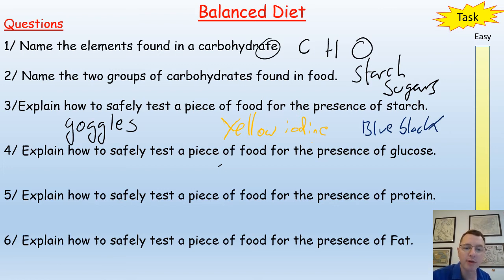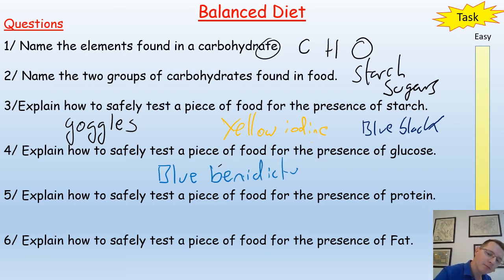Explain how to safely test a piece of food for the presence of glucose. Well, there we need blue Benedicts, I think I've spelled that correctly, blue Benedicts, and that will turn brick red if glucose is present.